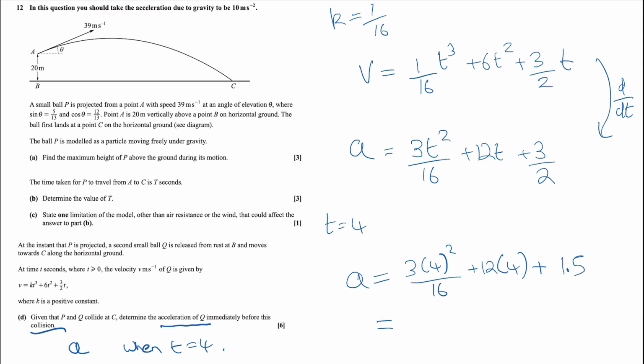Just going to make it a little bit easier for myself. 3 times 16 is 48, divided by 16 is 3. 12 lots of 4 is 48, plus 1.5, and altogether we get 52.5. And this is meters per second squared. And that there is our final answer.